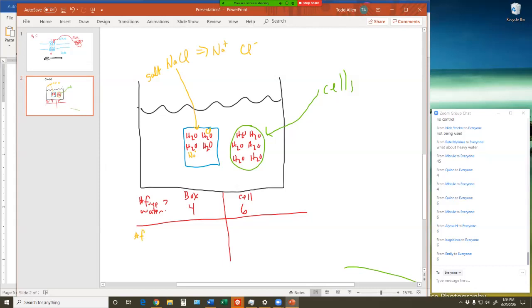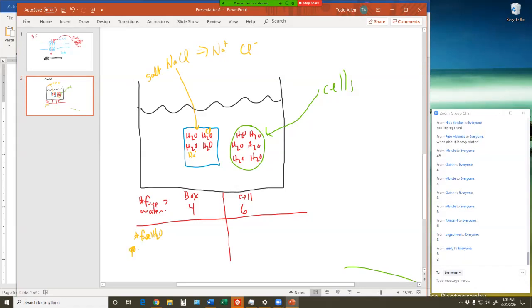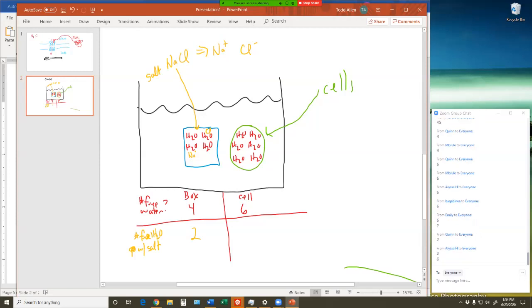Okay, so now what's the number of free water with the salt present? Okay, so in the box, how many free waters do I have? Okay, you guys got it. All right, I now have 2. And how many free waters do I have in the cell? I still have 6. That's exactly right.